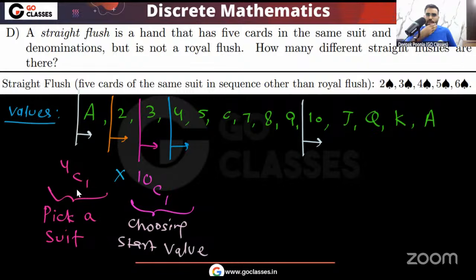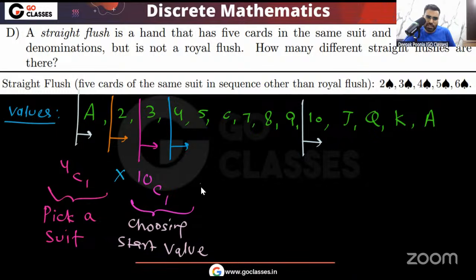Is this clear? First I'm picking a suit, because all the 5 cards must have the same suit. There are 4 ways to pick a suit. In that suit, I want 5 consecutive cards, so I'm picking the starting value, meaning from where I can start. There are 10 ways to start. I can start with ace, or 2, or 3, and so on, up to 10. From ace to 10, there are a total of 10 starting values. So 10C1 means I'm choosing the starting value.